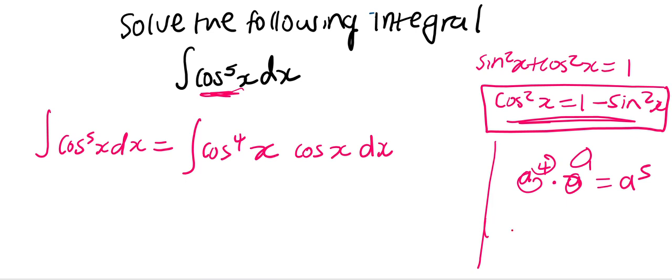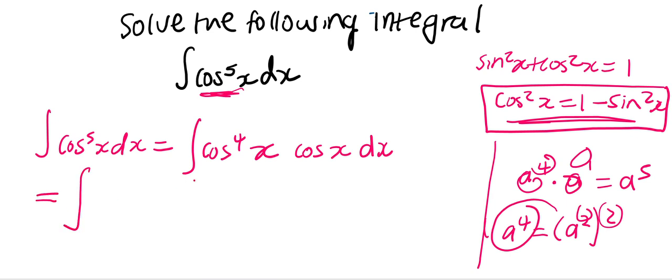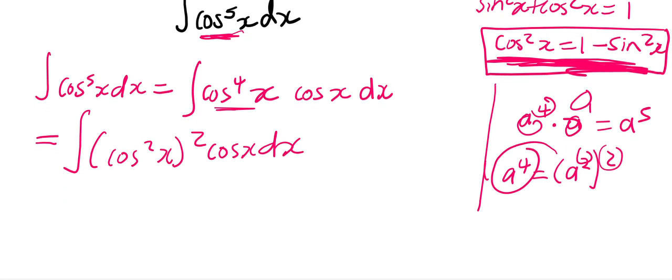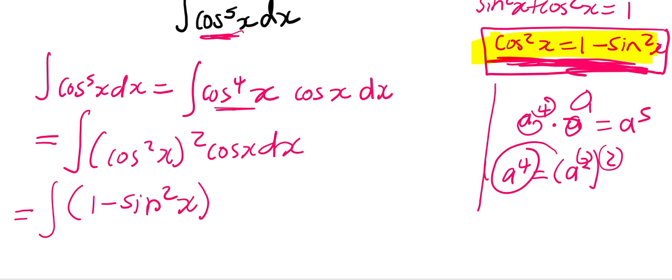So according to our exponential law, a to the power of 4 can be written as a squared, squared, because this times this gives us a to the power of 4. So the even part, because we want to use this identity, can be written as cos squared x, squared, times cos of x dx. Now that we have the cos squared, we can use this identity. So this is the integral of 1 minus sine squared x, squared, cos of x dx.